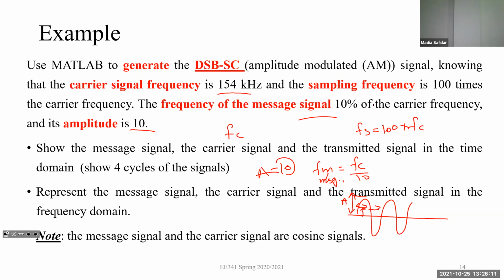So then show the message signal. First, the message signal we will create, then the carrier signal and the transmitted signal. Okay. In the time domain, show 4 cycles. Number of cycles should be 4. Okay. Then the next step is to represent the signals in the frequency domain. The same message signal, carrier signal, and the transmitted signal. 3 signals. Okay.